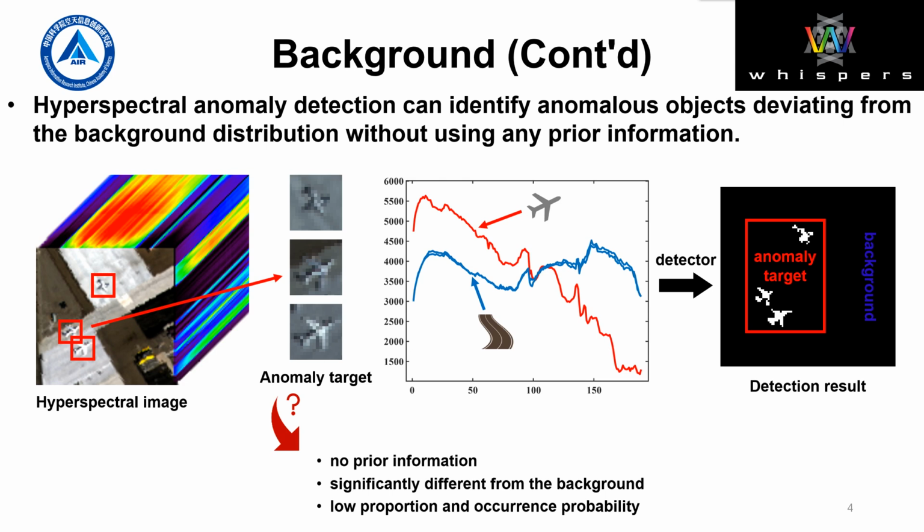So, what are the features of anomaly targets in hyperspectral images? In general, there is no prior information about anomalies, and they are significantly different from the background in spatial and spectral dimensions. Meanwhile, anomalous targets occupy a low proportion of the whole image and have a low occurrence probability.